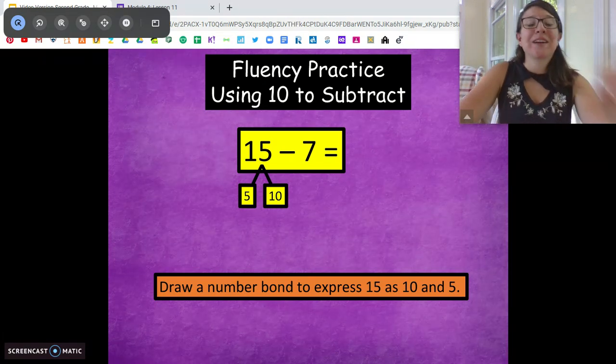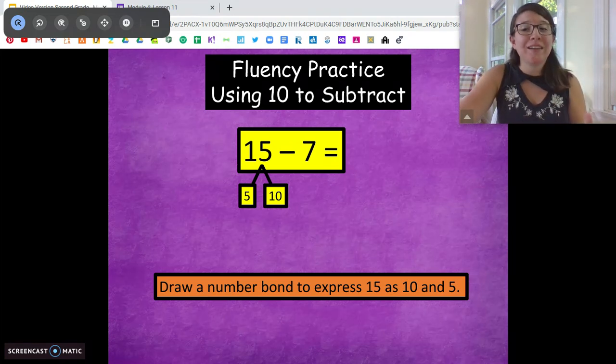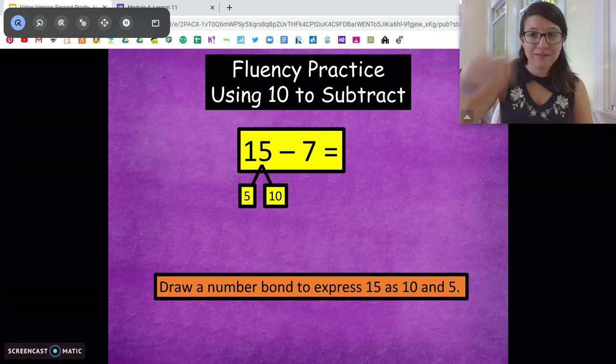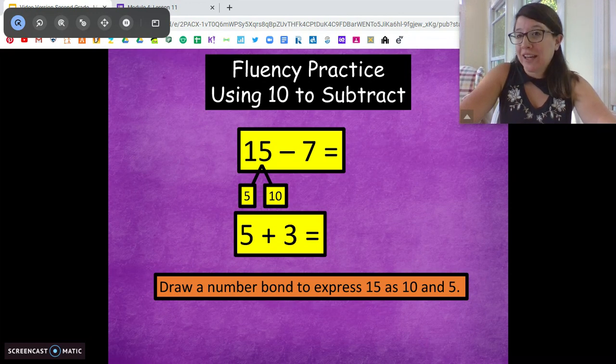3. Very good. So we're going to add 3 plus 5. Make sure you didn't do 1. We got to make sure we do the 10 minus the 7. 5 plus 3 is 8. We got 8 as our answer.